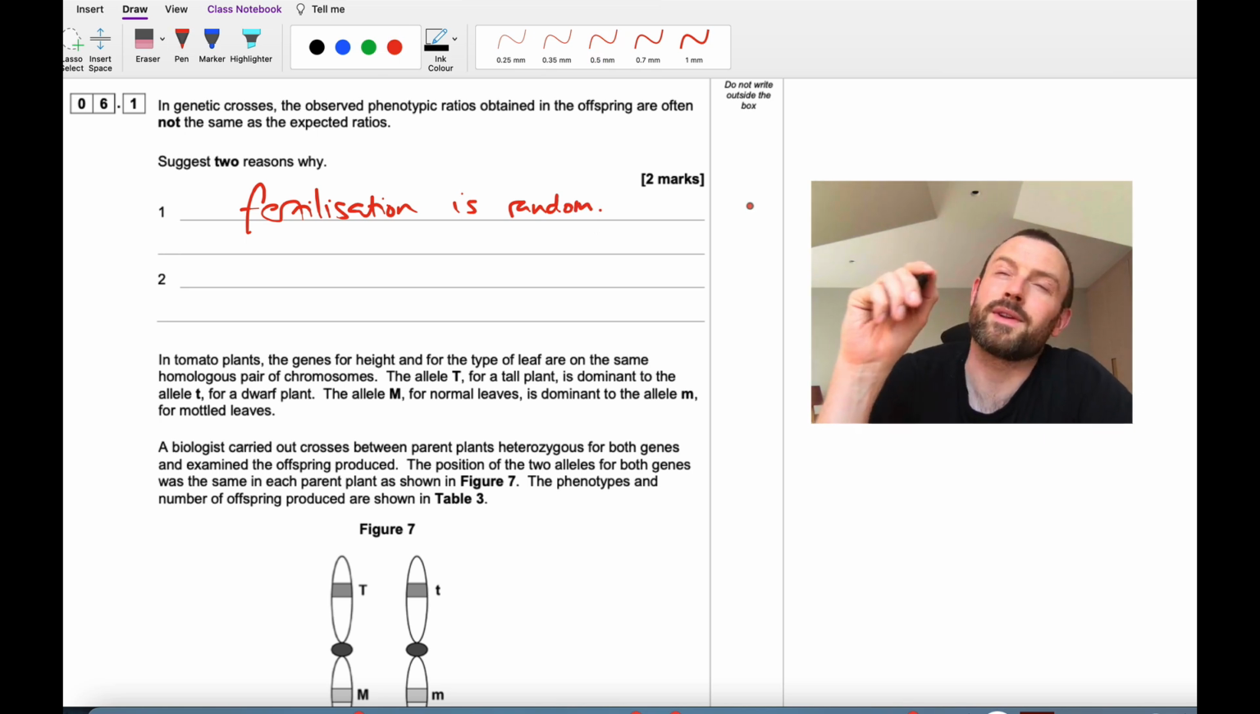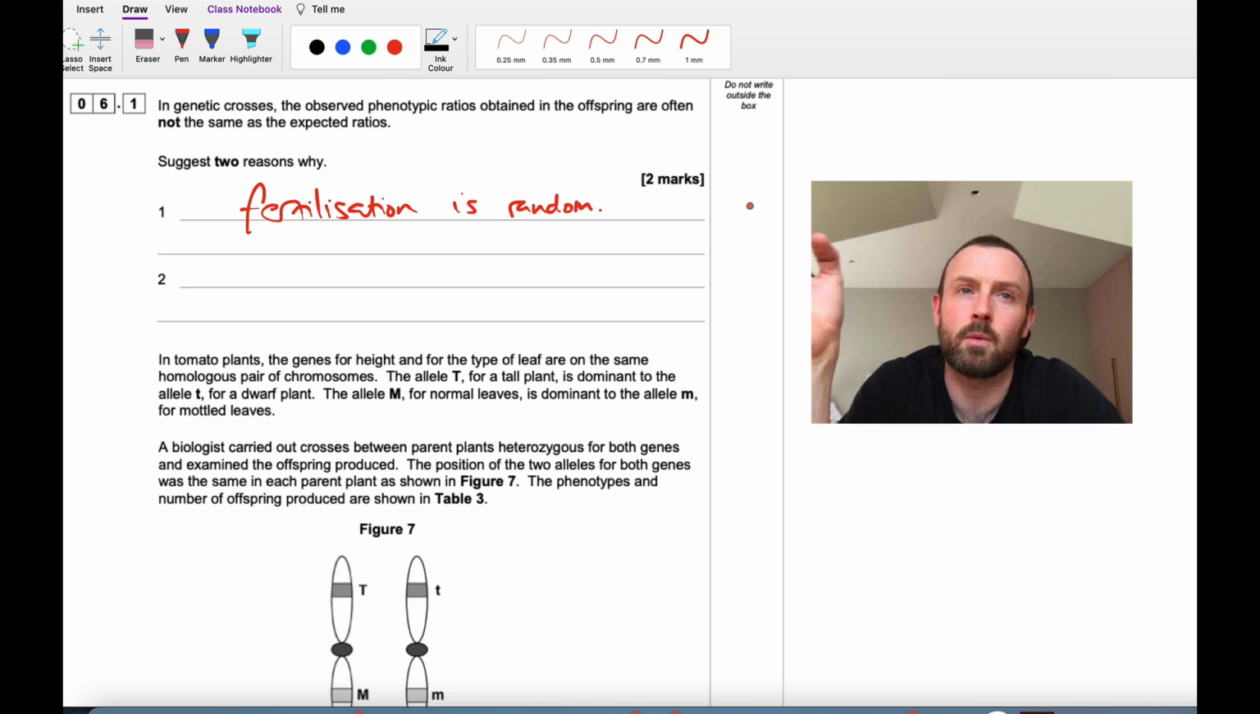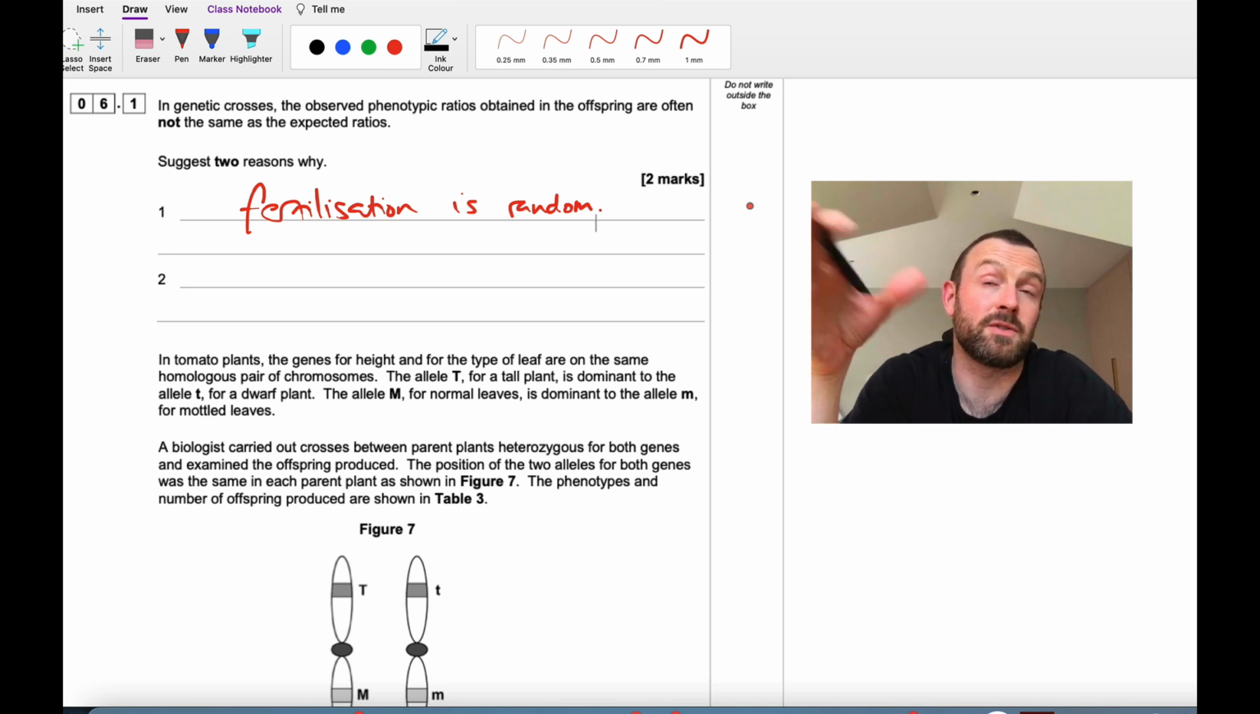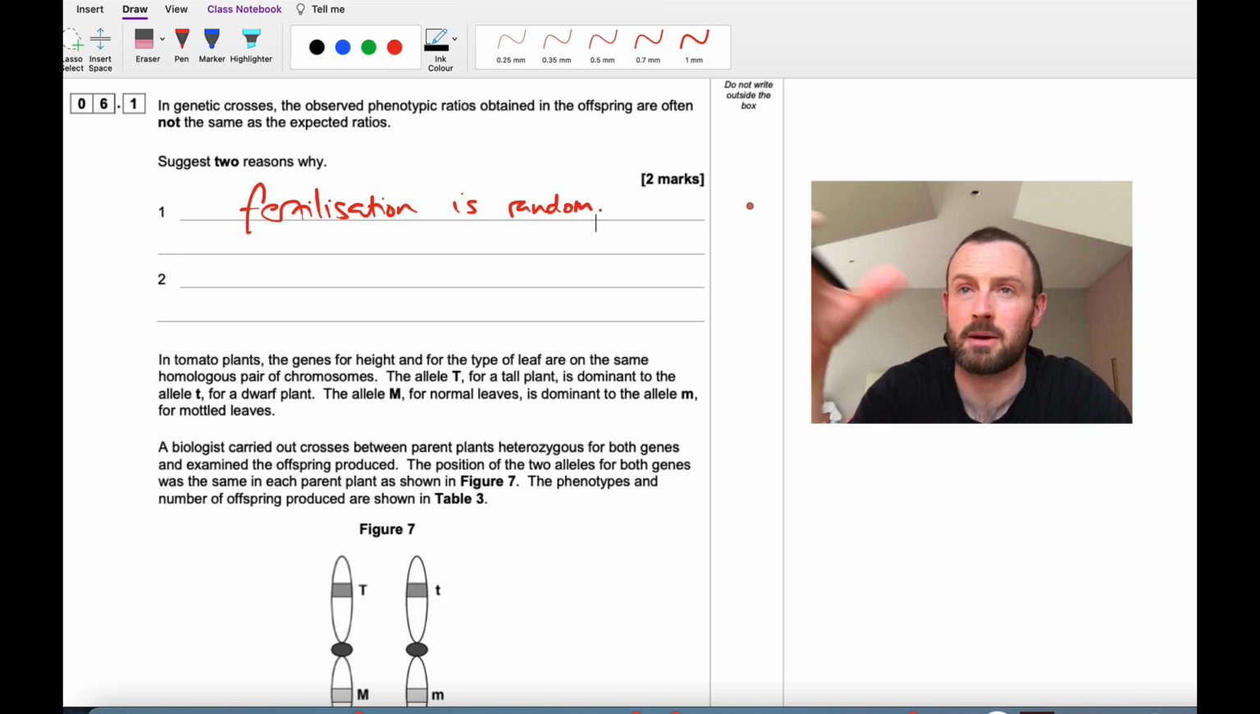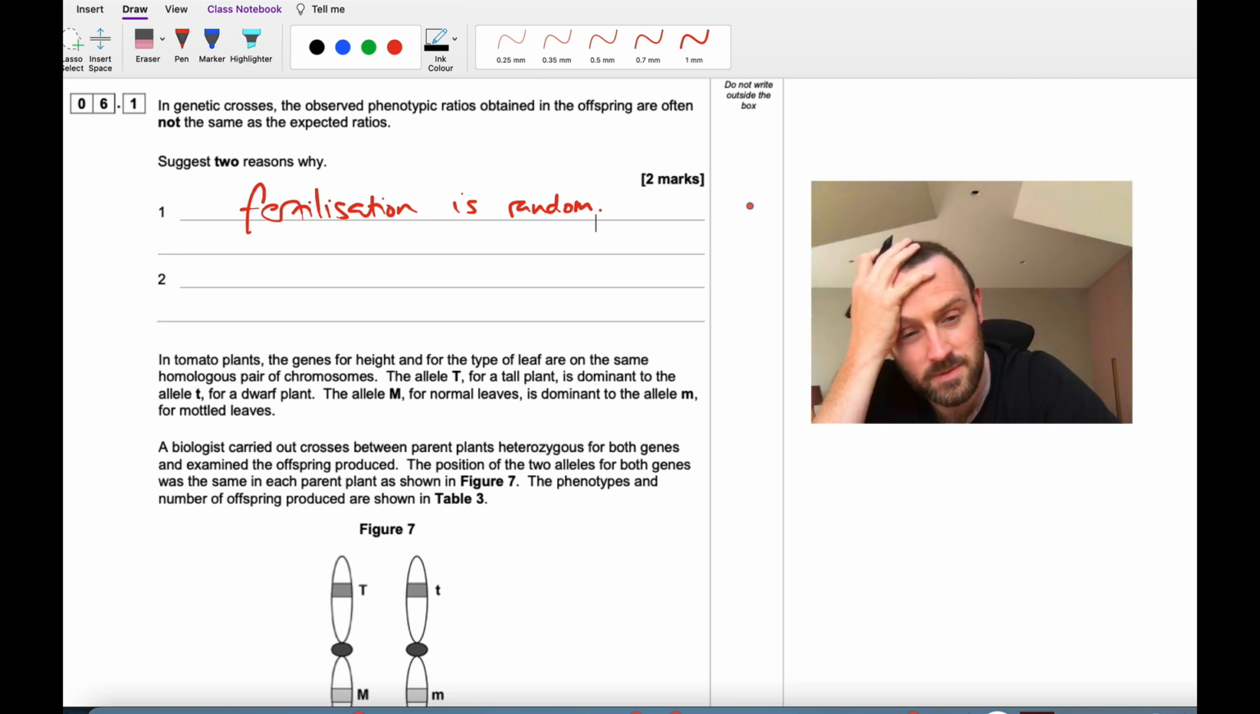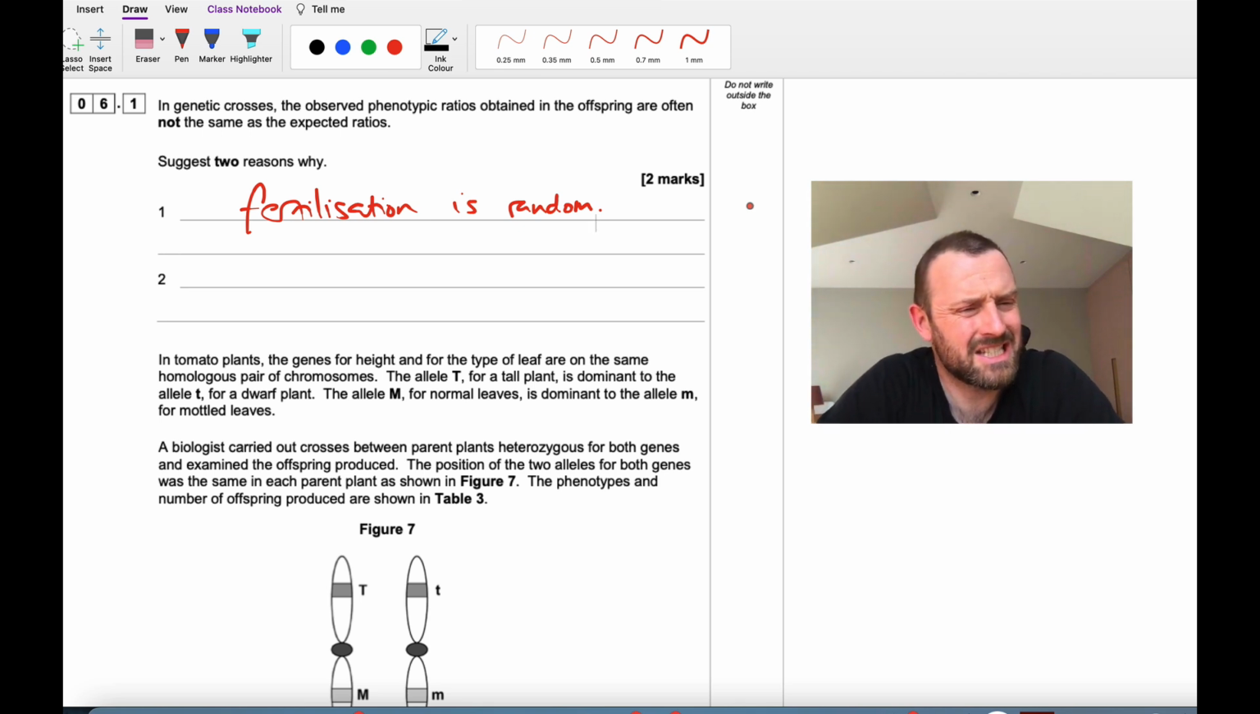So you won't get exactly what you're predicting. This is kind of the average. If you were to do the cross multiple times, you get about this ratio, but you're going to get a little bit either side. So fertilization is random. Fertilization is due to chance.